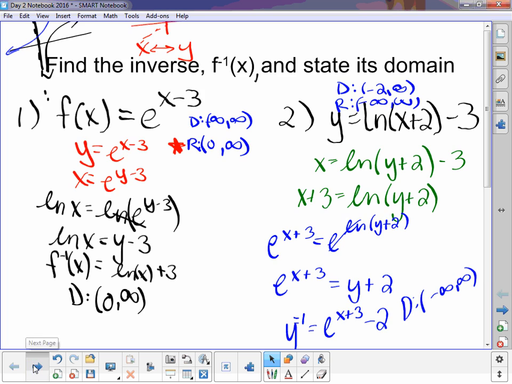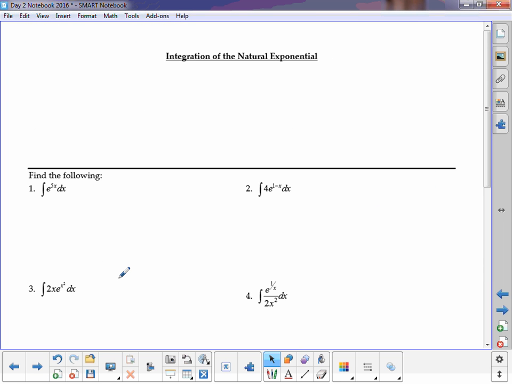All right, so today we're going to be dealing with integration of our exponentials and logs. So we know our derivatives. And as we know, integration is basically just going backwards. It's the inverse of our derivatives.